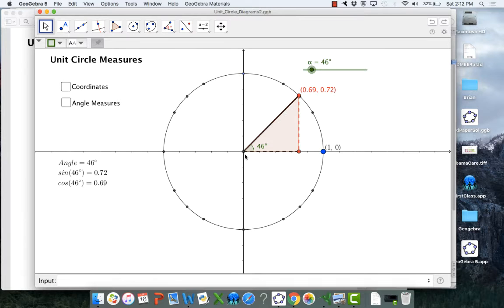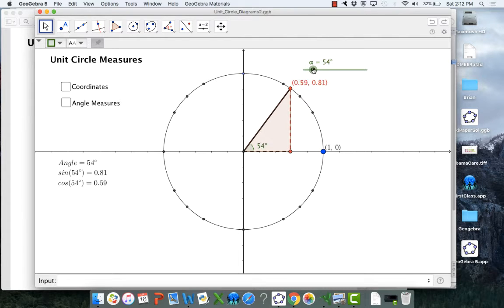Similarly, because the cosine is the ratio of the side adjacent to that 46 degree angle divided by the hypotenuse, we get that the x value of this red point represents the cosine of the angle of rotation. So the sine of 46 degrees is equal to 0.72, and the cosine of 46 degrees is equal to 0.69.